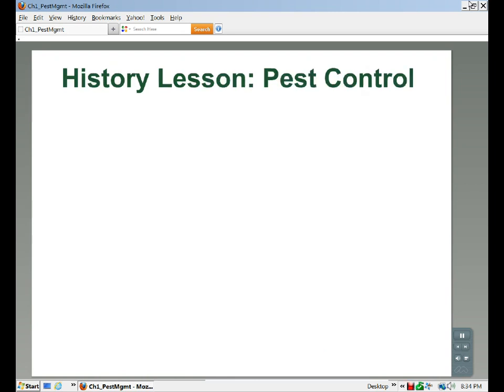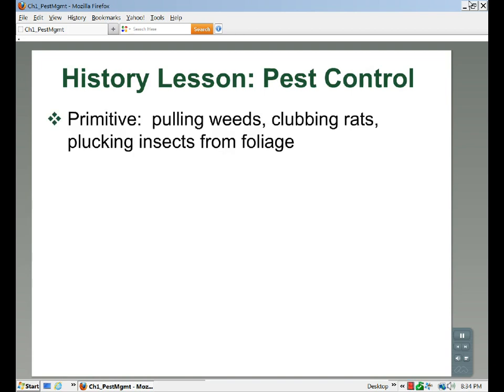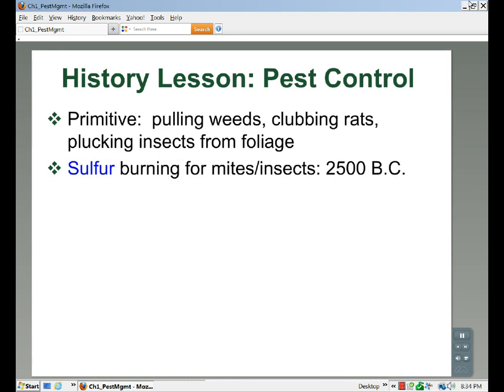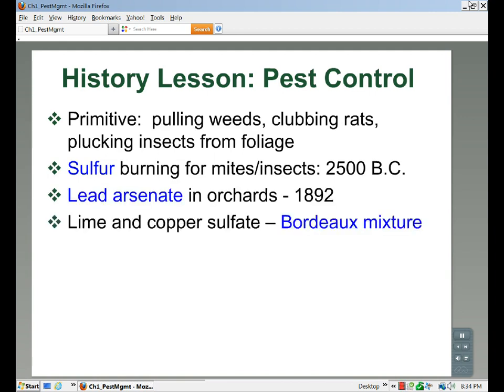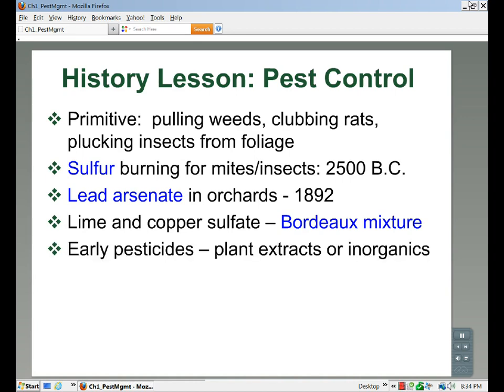Our ancestors controlled pests usually using brute force and manual labor. Thousands of years ago, chemicals that affected pests were discovered through trial and error. When sulfur was burned, it was found to affect insects and mites. Later, several other inorganic materials, like lead and arsenate, were used as pesticides. Toxic plant extracts, such as nicotine from tobacco, were also used.